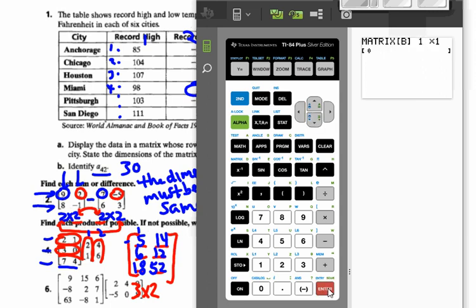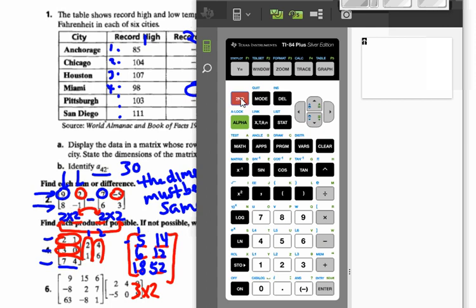Okay, edit first, then down to B. Hit enter. Again, it asks for the dimensions. That's a 2 by 2. So 2 by 2. Okay, fill them in. 2, 4, 1, and 6. We have them right there. Second, quit. Go back to the main screen. Okay, main screen. Now what did I do? I'm multiplying those, aren't I?